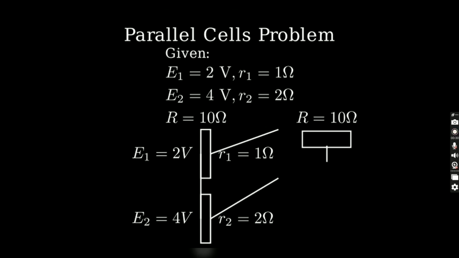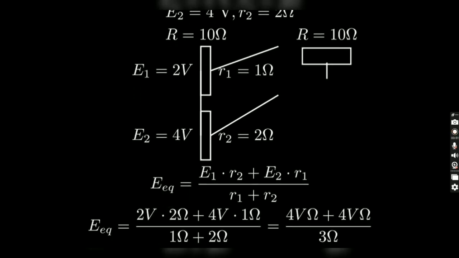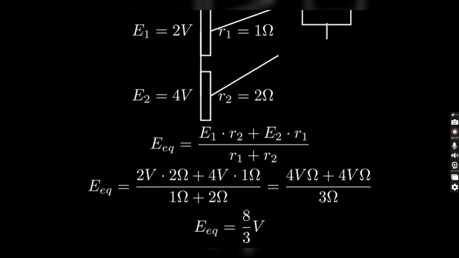To solve this problem, we'll use the concept of equivalent EMF and equivalent internal resistance for cells in parallel. The equivalent EMF is given by this formula. E equivalent equals E1 times R2 plus E2 times R1, all divided by R1 plus R2. Let's substitute our values. We have 2 volts times 2 ohms plus 4 volts times 1 ohm, all divided by 1 ohm plus 2 ohms. This gives us 8/3 volts.